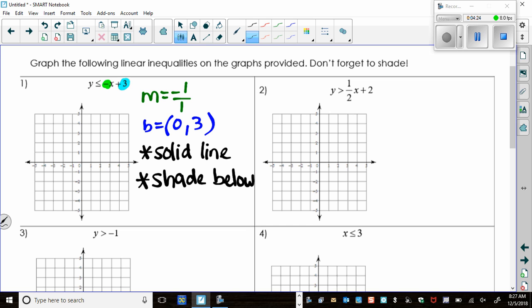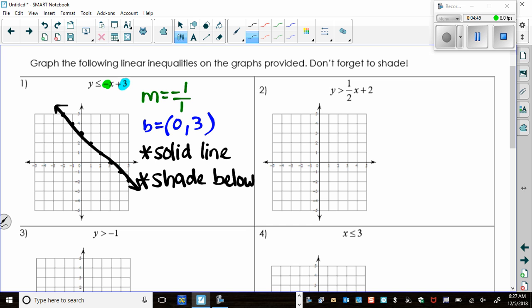So I'm going to start at 0, 3. It's my y-intercept. My slope is -1/1, so I'm going to go down 1, right 1. Okay, and then continue the pattern on the other side. Now, this is the new thing that you're going to learn. Solid line. So I'm just going to connect all my dots.